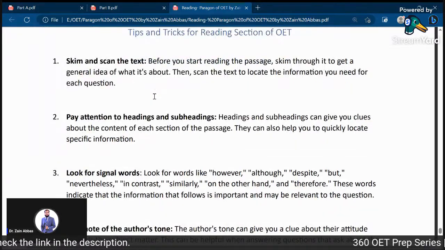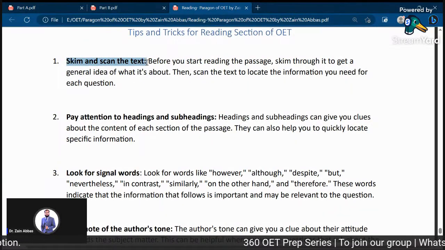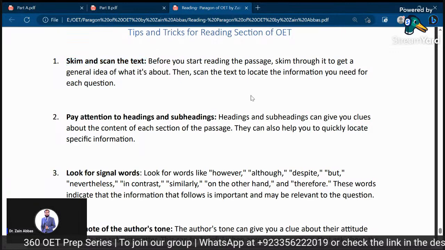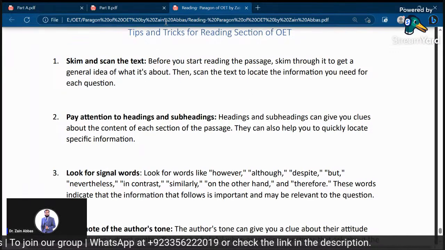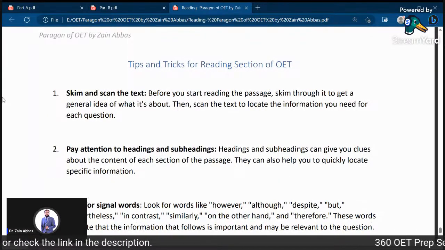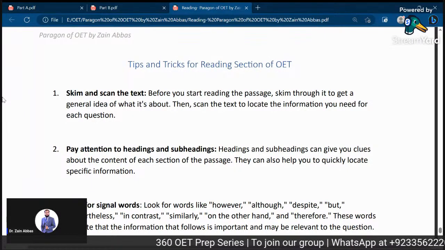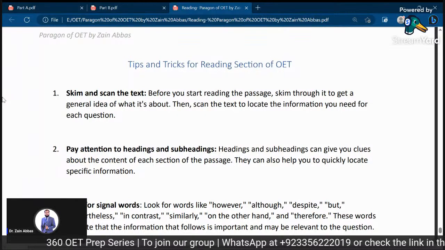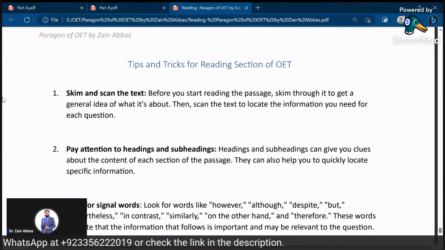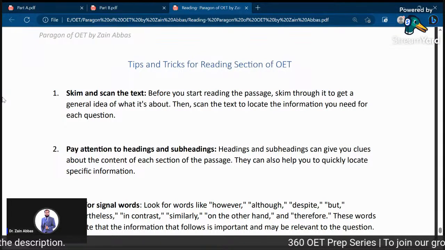So the first one is skim and scan text. Skim and scan text is the first and foremost one here to crack the reading section of OET. The main concept of the reading section of OET is not actually reading all the text there. It is actually the skimming and scanning of the text, and you just need to scan it like you are just scanning something in front of you. Just look at the words and the information in front of you, and then look at the statement and the information you have just scanned.